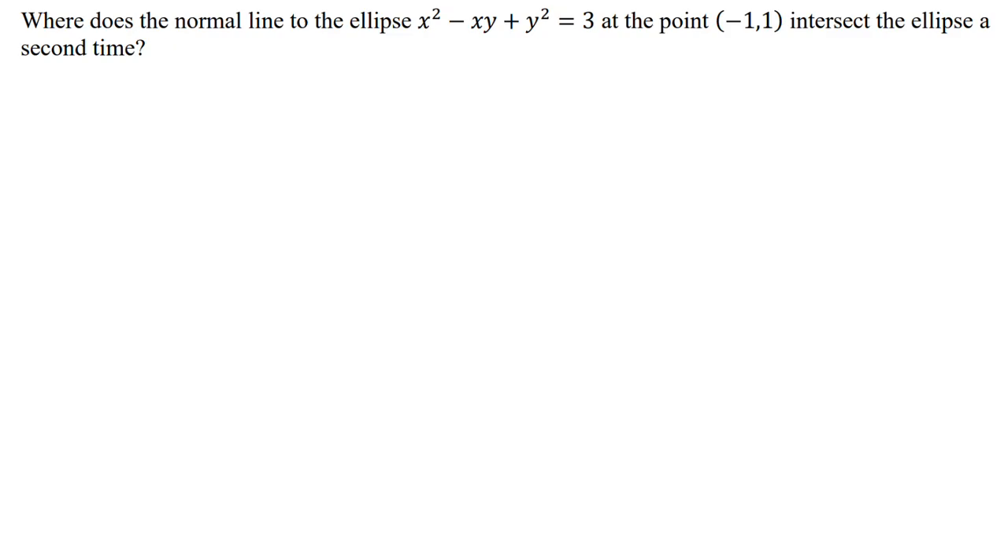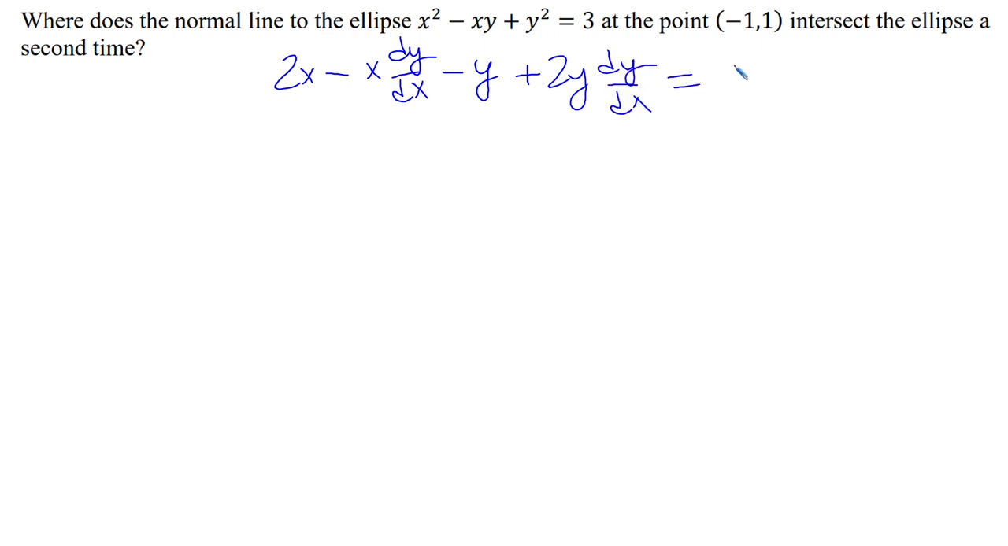So we'll start that off by taking our derivative. The derivative of x squared is 2x. The derivative of minus xy, we'll use the product rule: minus x times dy/dx, and then minus y times the derivative of x. And then we'll also have a plus 2y dy/dx for our y squared. And the equals 3, its derivative will be 0.